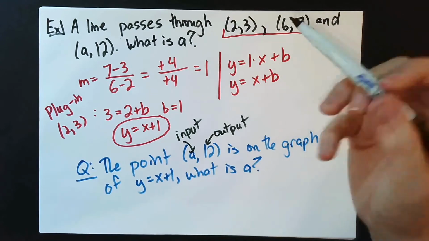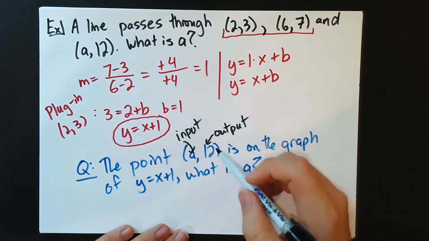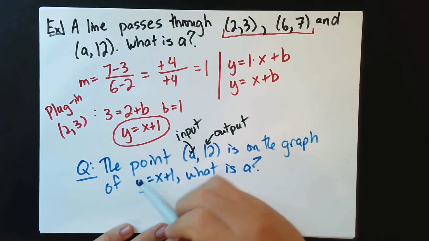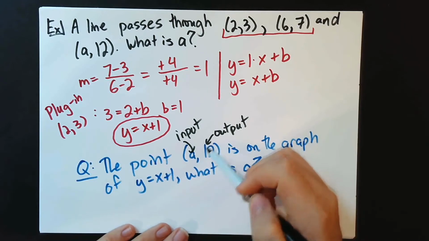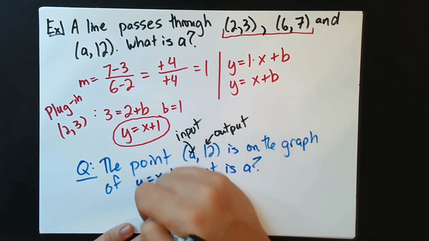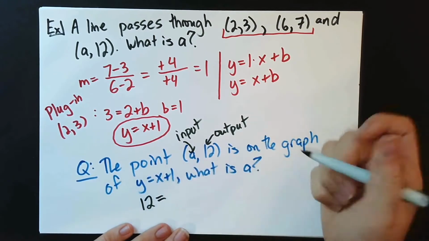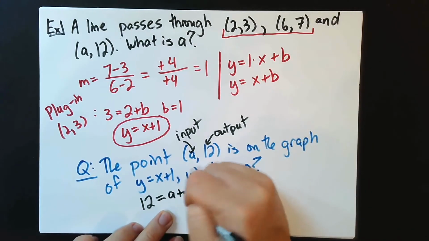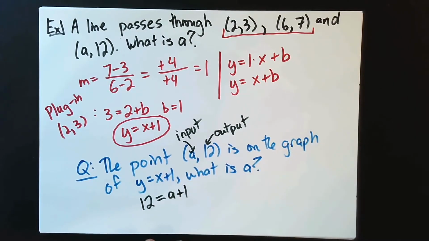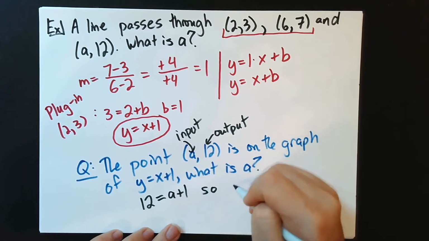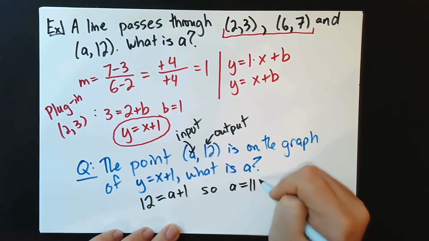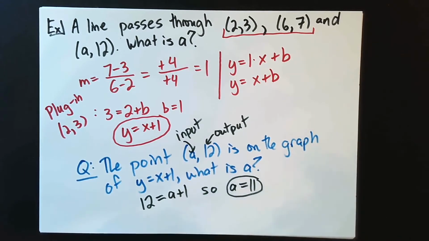But whichever of those ways you prefer to think about this, I'm saying if I set y equal to 12, then what's x? So I'll go ahead and put 12 is equal to a plus 1. And so a is 11. And that is our answer.